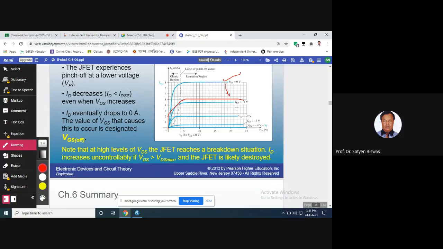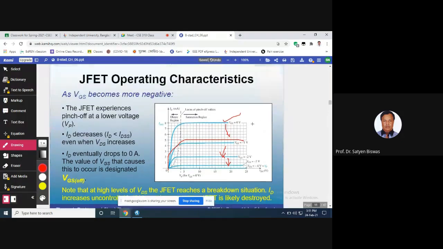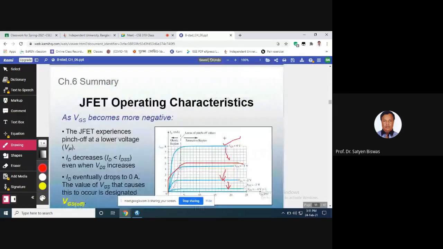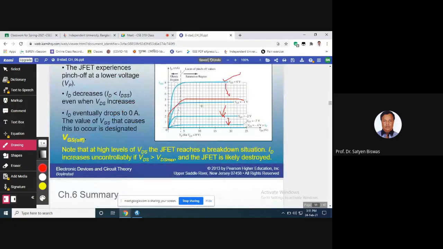And if you increase the negative voltage, VGS equal to -2, it will go further down. VGS equal to -3, further down. So depending on the value of VGS, these characteristic curves will go almost parallel, but at different heights.